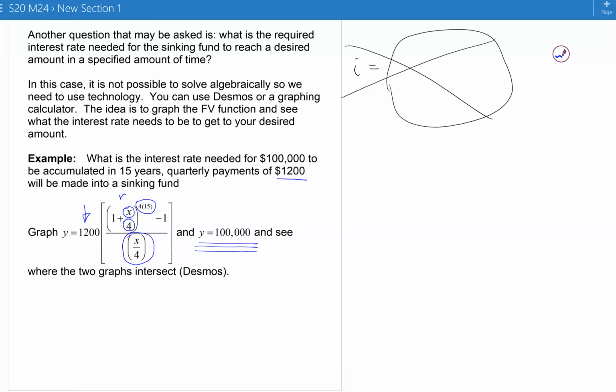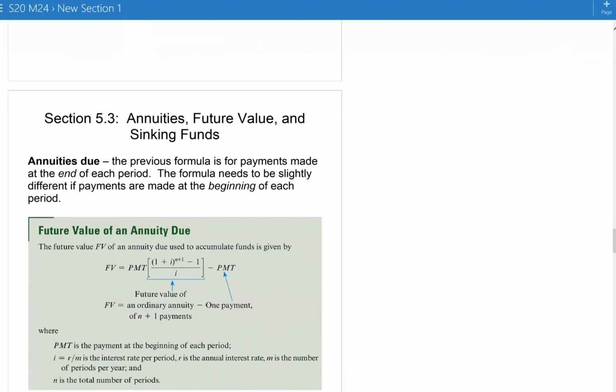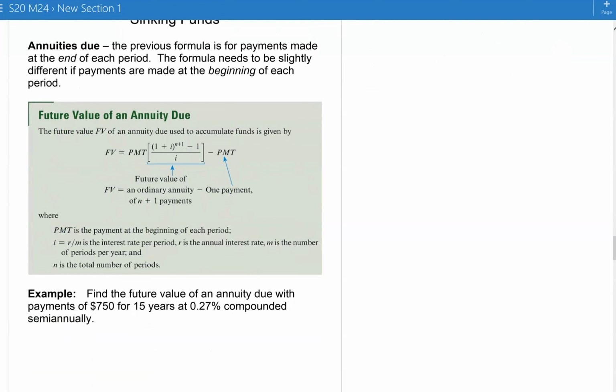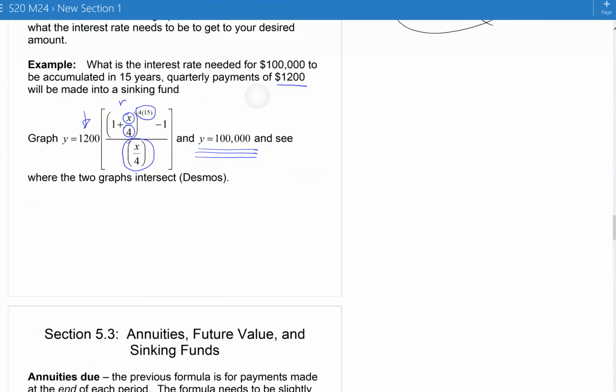Okay, so one more topic in this section where we're looking at the future value of an annuity due. So let me flash back to the top.